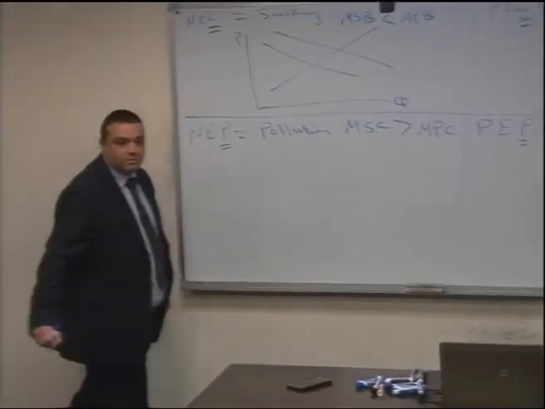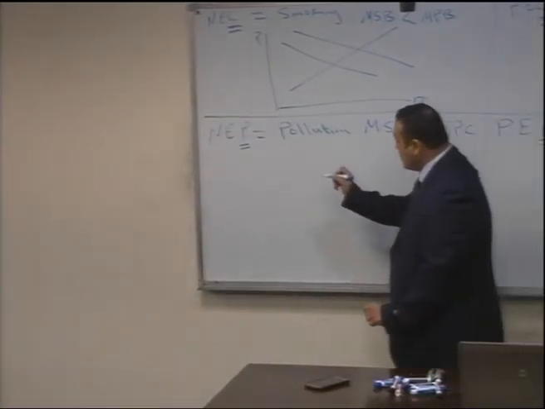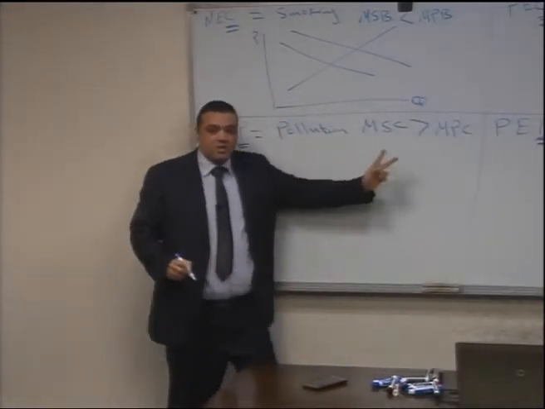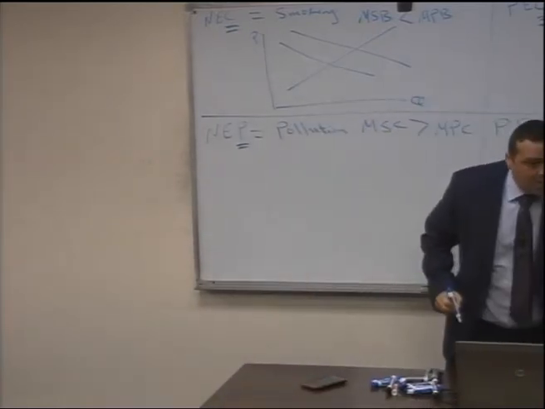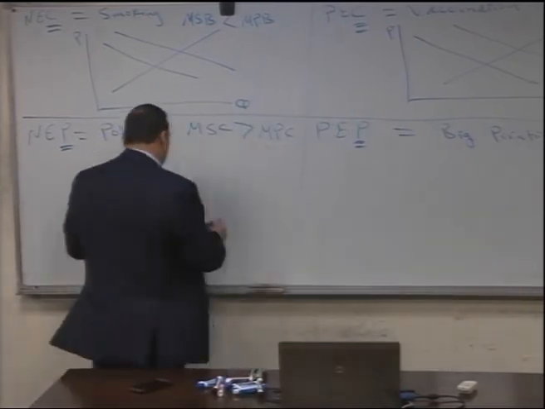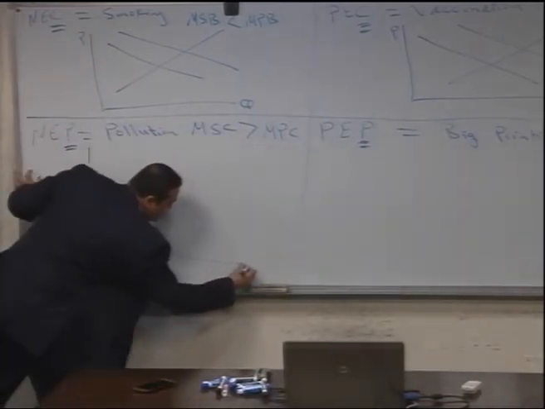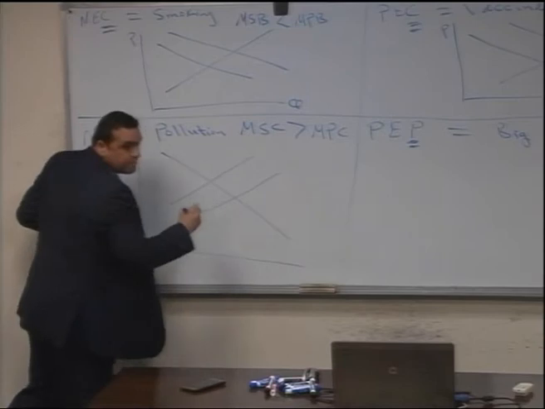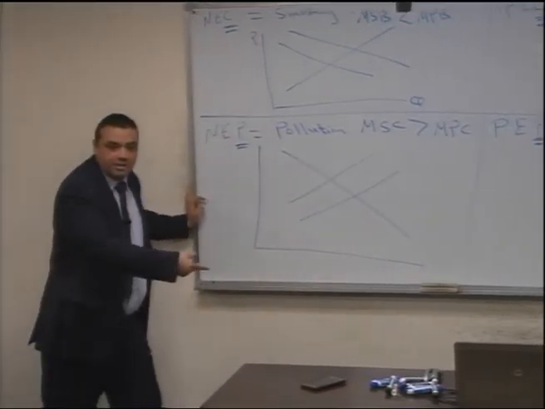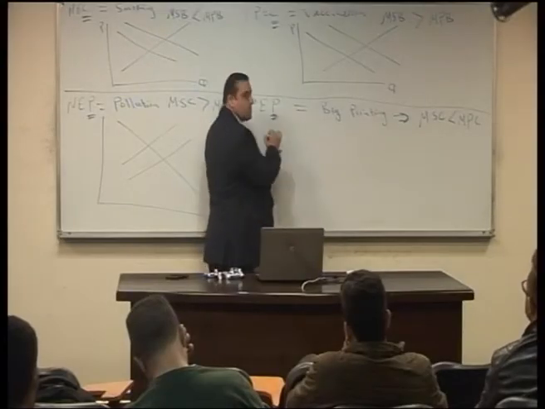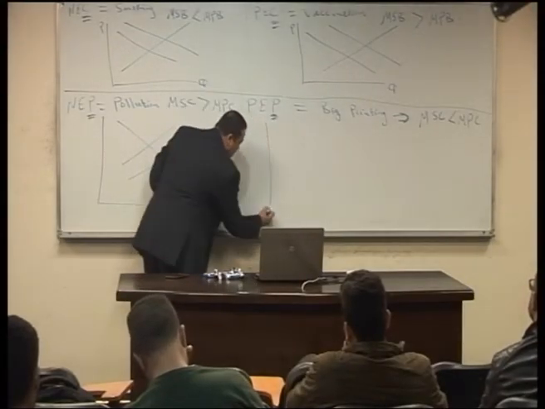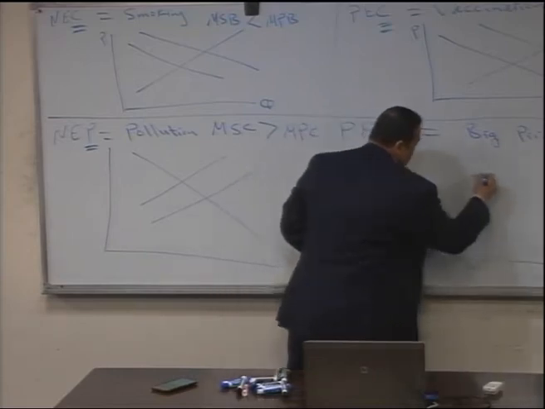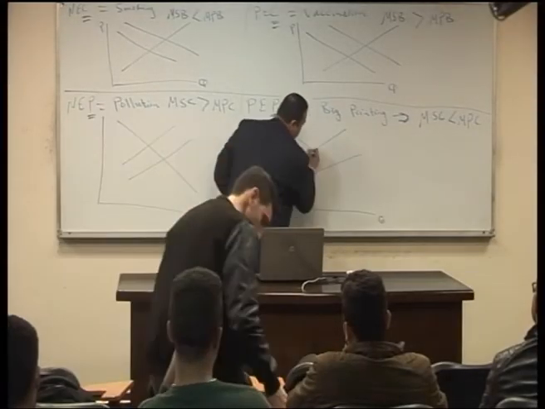For the pollution here, the negative externalities of production, the graph should include two supply curves and one demand curve. And this graph, production, should also include two supply curves, price and quantity, and one demand curve.